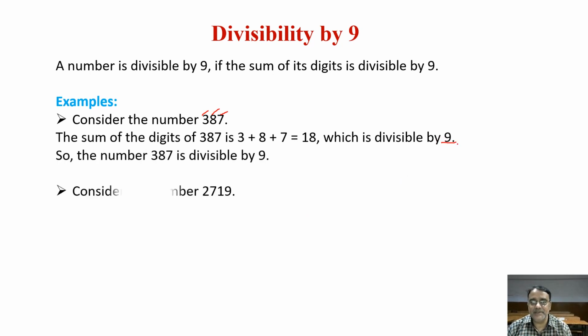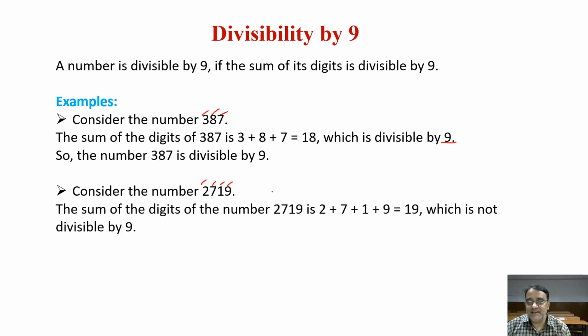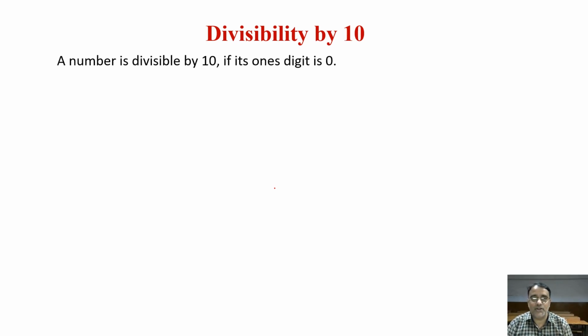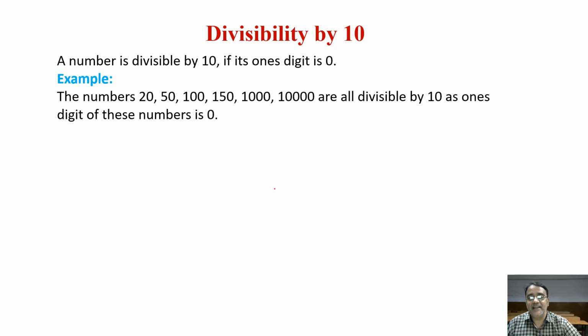We'll see one more example. 2719, 2 plus 7 plus 1, 10 हो गया, plus 9, 19. 19 is not divisible by 9. So therefore the number is also not divisible by 9. Now coming to the divisibility test by 10. Divisibility by 10 सबसे easy है, unit place में 0 होना चाहिए, otherwise not divisible. See, these are the numbers divisible by 10 because unit place digit is 0.